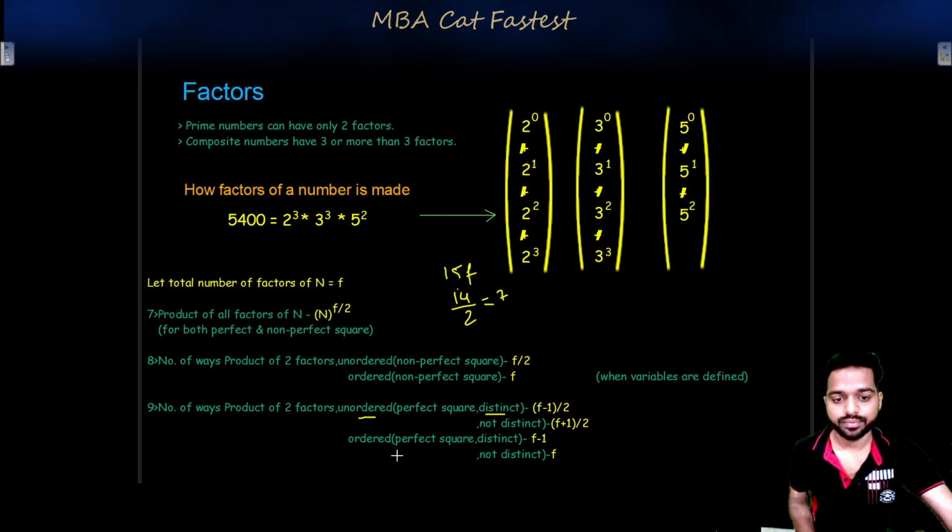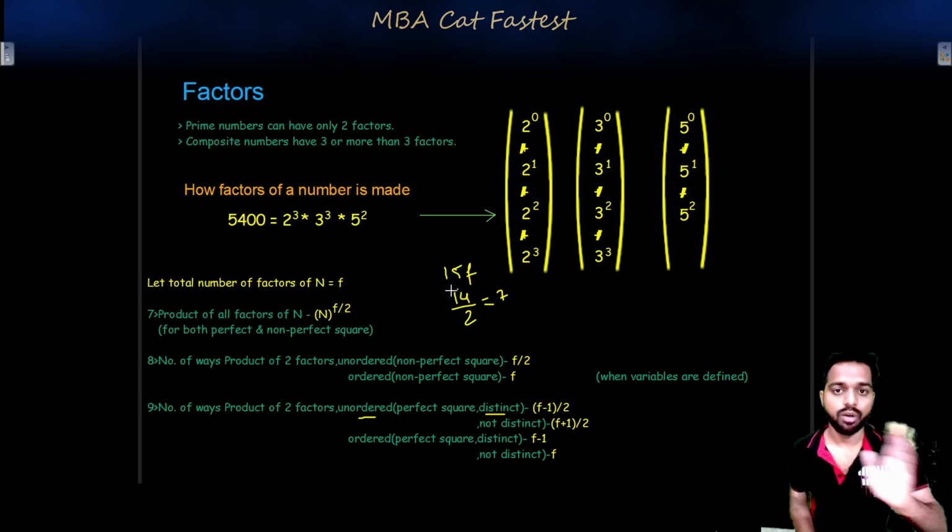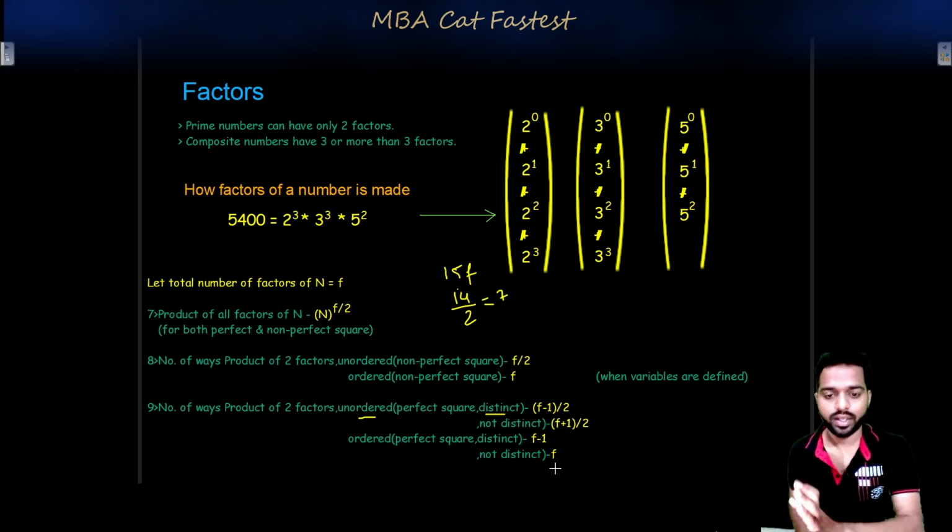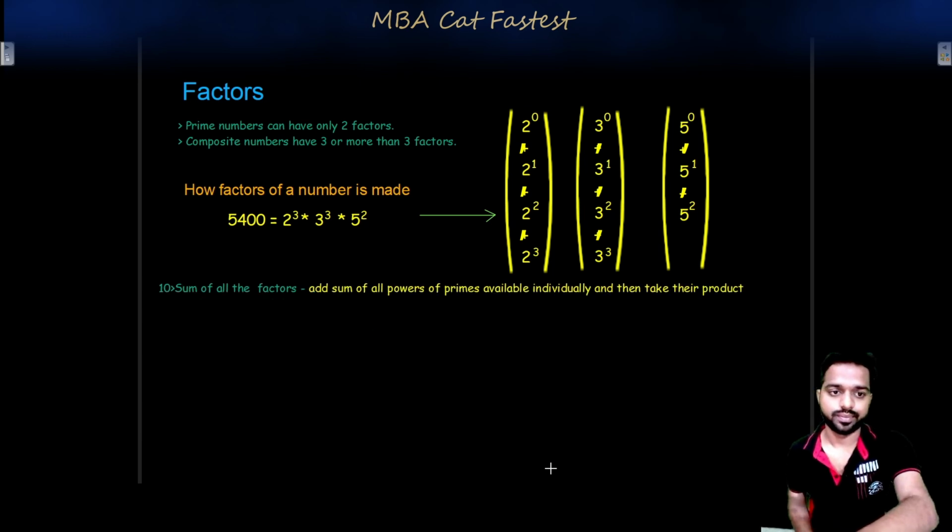For ordered, if it is asking for perfect square distinct, which means for 15 factors, I wanted to calculate for ordered pairs, a comma b as one value and b comma a as another value, it will be f minus 1. And if you want to find it for non-distinct, it will be equal to f. Directly you can figure out how this is possible.